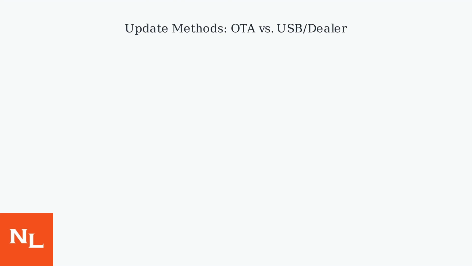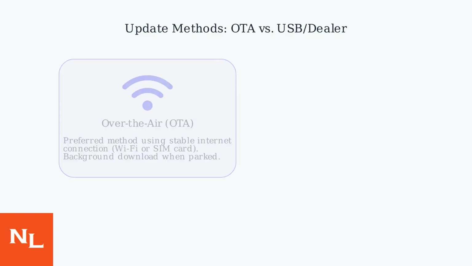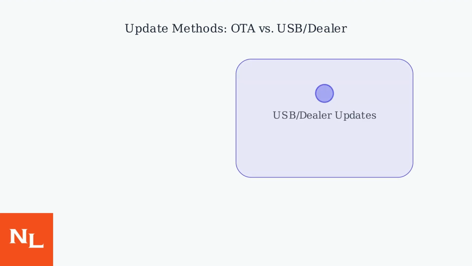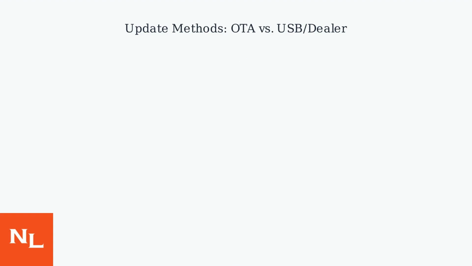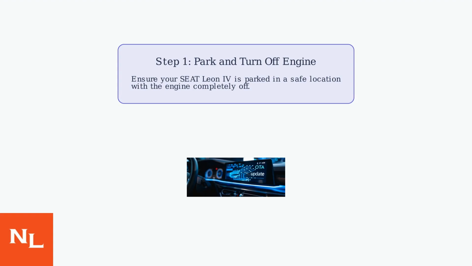There are two primary update methods for your Seat Leon 4 infotainment system: over-the-air (OTA) and USB dealer updates. OTA updates are the preferred method, utilizing a stable internet connection through Wi-Fi or your vehicle's SIM card. The system downloads updates in the background when the car is parked and prompts for installation during idle times. USB dealer updates are reserved for offline scenarios or major system overhauls, but are less common now, as OTA has become the standard approach.